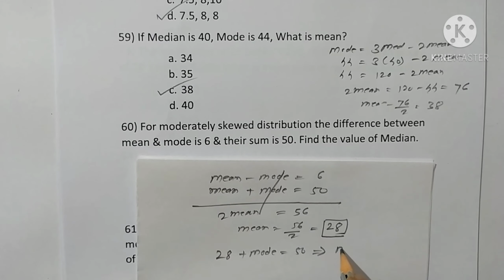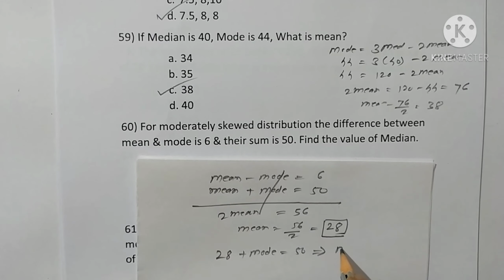Now we have to find the median. The median formula is like this: mode is equal to 3 median minus 2 mean. Just we put the values. Mode value is 22. Median is not given. 2 mean value is 56. Just we solve. 22 equals 3 median minus 56. 22 plus 56 equals 3 median. Here addition comes 78 upon 3 is the median, which is 26. Now see in answers. Option B is the correct one.